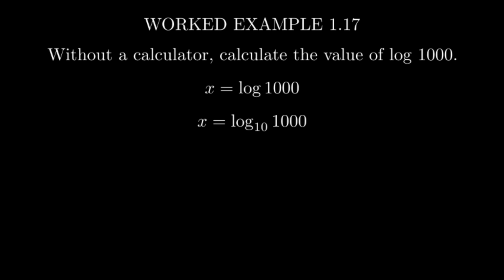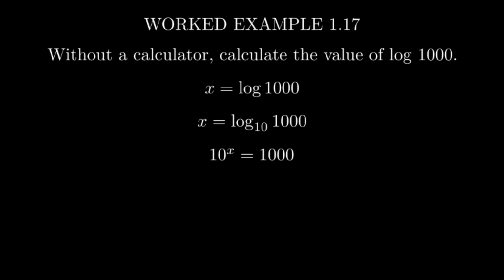The next step is to use our key definition to convert this logarithmic equation into its exponential form. Remember, log base b of a equals x is the same as b to the power of x equals a. Applying this, our base b is 10, our result x is x, and our argument a is 1000. So we get 10 to the power of x equals 1000. Now we have a much simpler problem. We just need to figure out what power of 10 gives us 1000. We know that 10 times 10 is 100, and 100 times 10 is 1000.